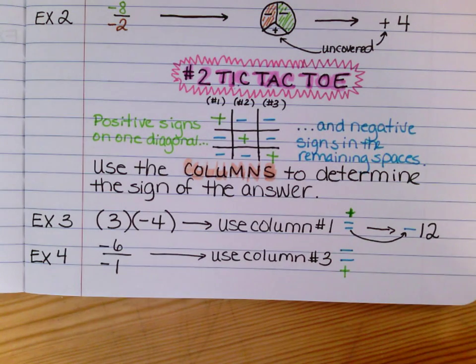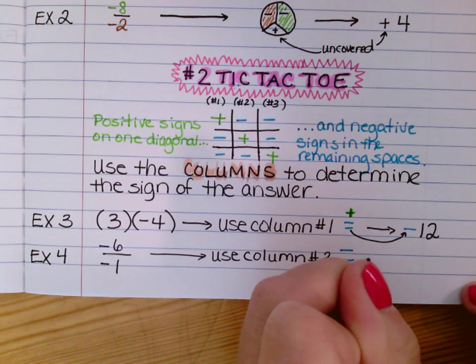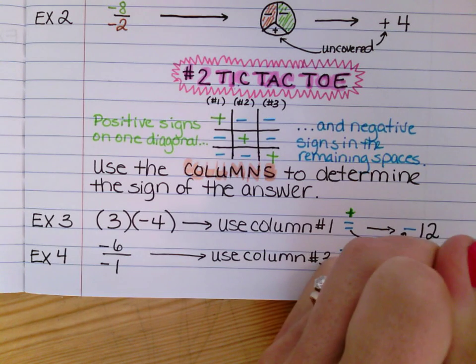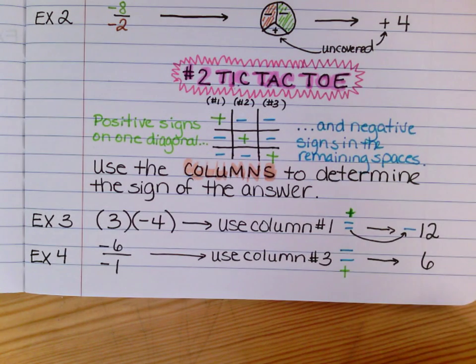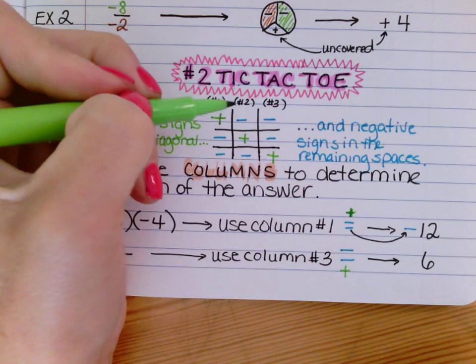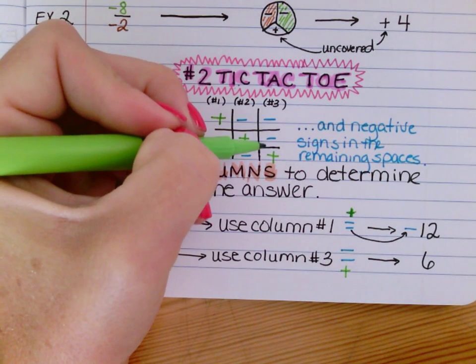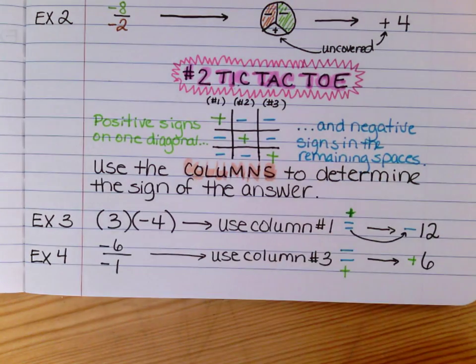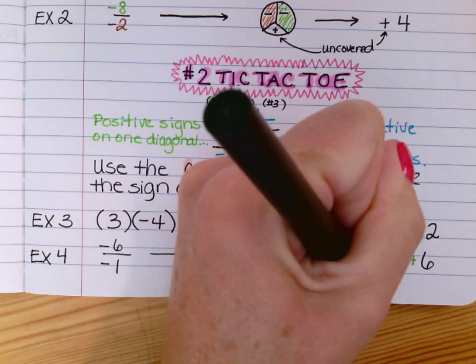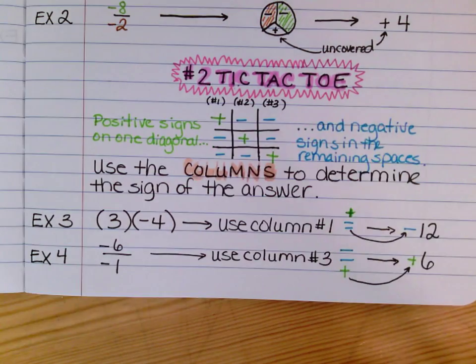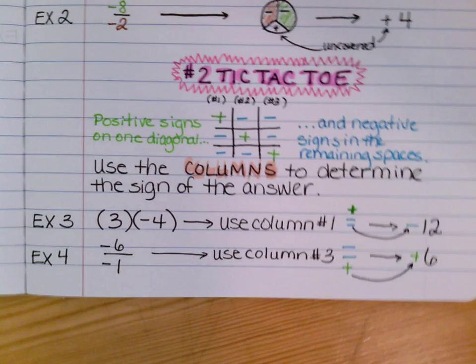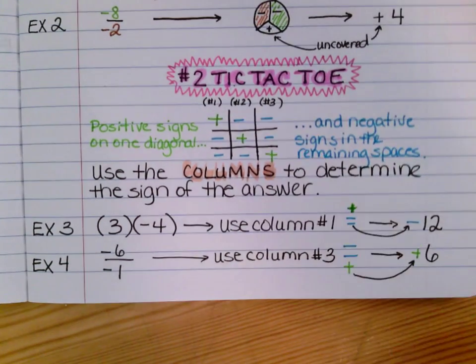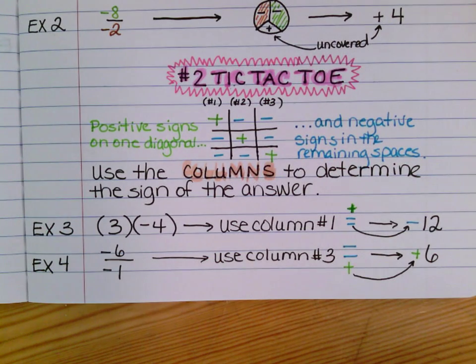And so our answer, 6 divided by 1 would be 6, and then column 3 tells us that a negative divided by a negative is a positive. So my answer would be positive 6. We see that from the bottom of the column. And those are our notes on how to remember whether the signs of our multiplication and division problems with signed numbers come out to be positive or negative.